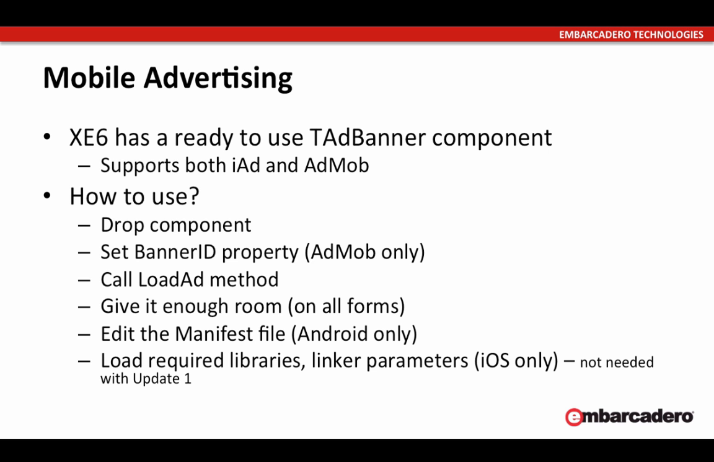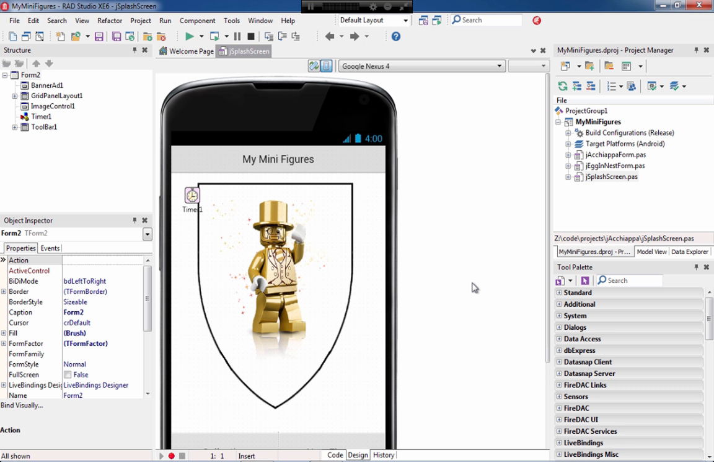The other thing you have to take care of is that on Google, the advertising banner is not technically part of your form, but is superimposed on your form. So you have to make room for it in your form and even in other forms, because it will remain on top of other forms as well. Let me show you the configuration in an actual demo, which is not part of the product demos.